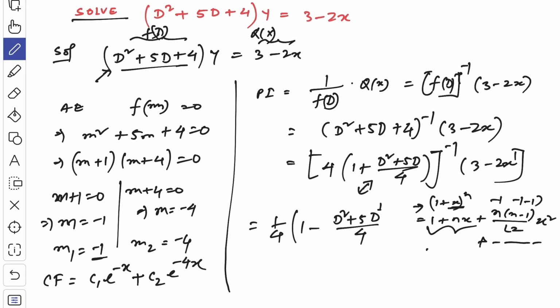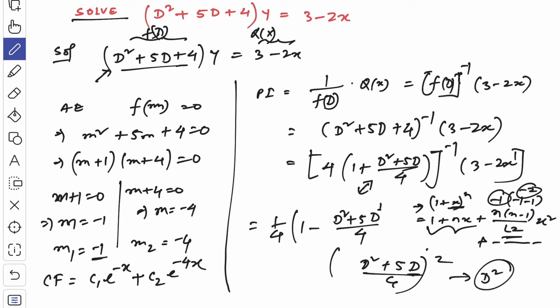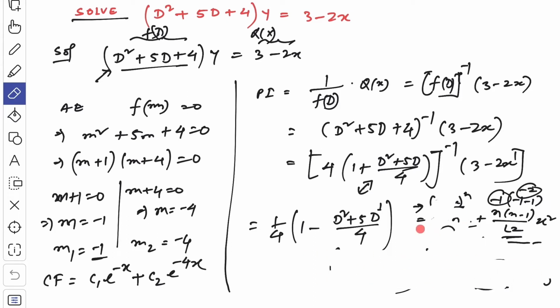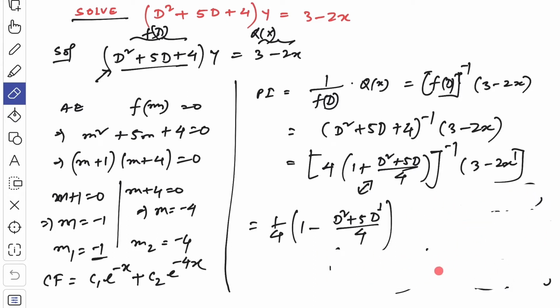So in the next term, if you expand this, you will get (−1)(−2)/2!, that's going to be plus 2 canceled by factorial 2, then you will get x², that means ((D² + 5D)/4) whole square, that's what you will get. And here the minimum power on D will be 2. So if you operate x to the power 1 by this D², then you will get 0. That's why we are going to take only the first two terms. We are going to ignore the remaining terms. Now let me clean this part here.